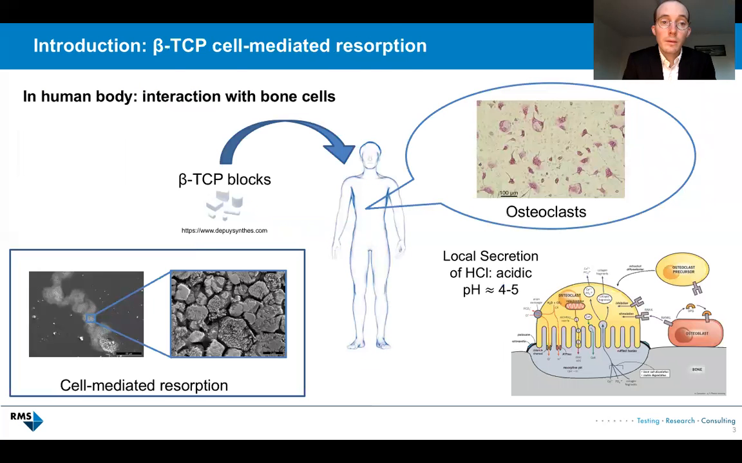In particular, the one phase among the calcium phosphates, called beta-tricalcium phosphate or beta-TCP, is very interesting because it has a cell-mediated resorption. Indeed, once beta-TCP is implanted in the human body, it will interact with cells. And one type of cells, the bone-resorbing cells called osteoclasts, will be able to adhere on the surface of beta-TCP and locally secrete acidic conditions in order to resorb the beta-TCP. This is illustrated here. So you can see here the path of the osteoclast. And if you zoom in with the scanning electron microscope here, you can see that the grains were resorbed.